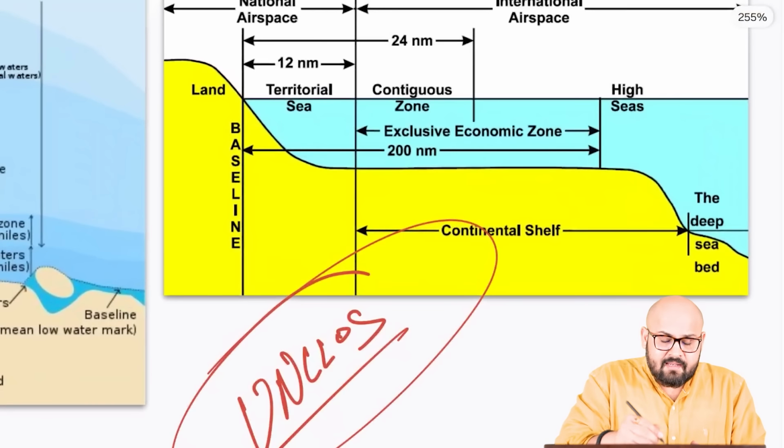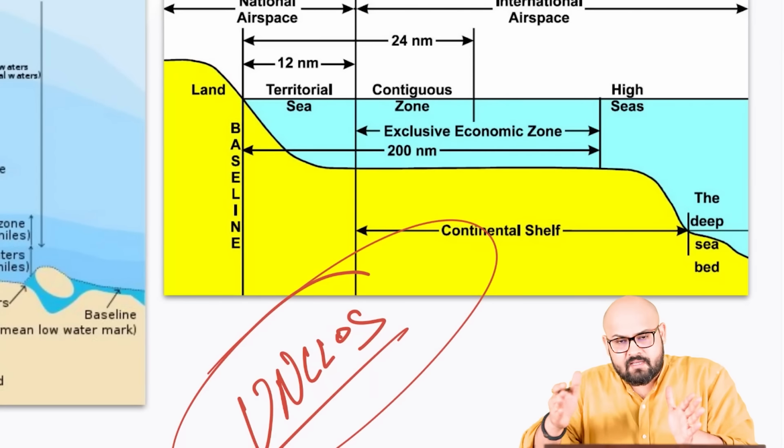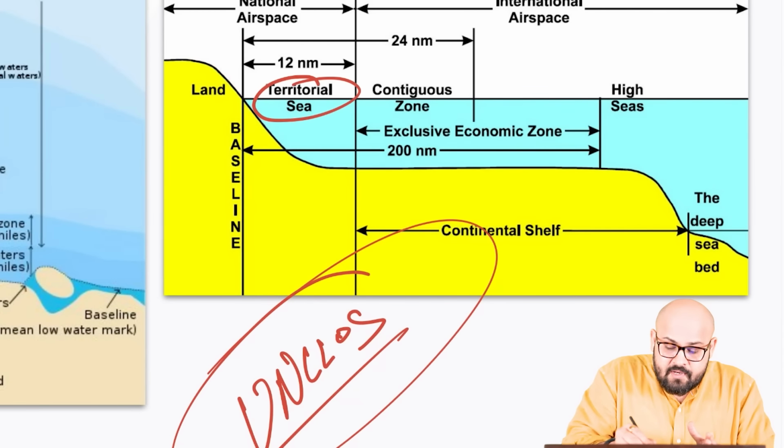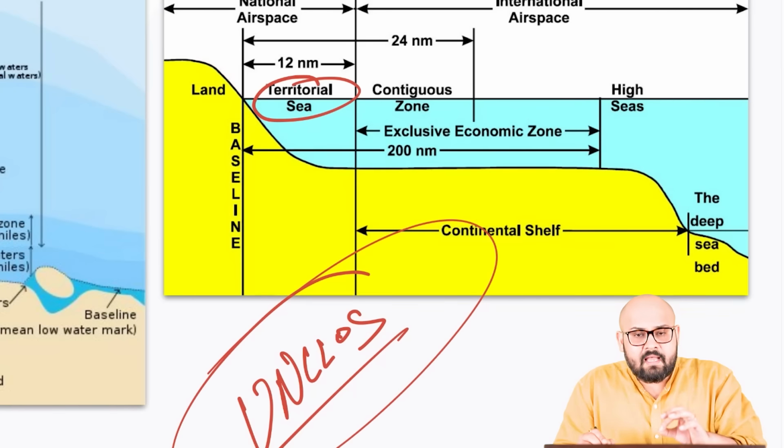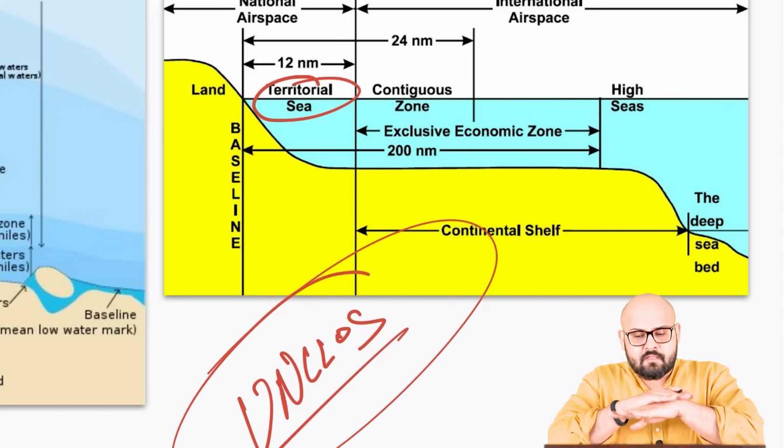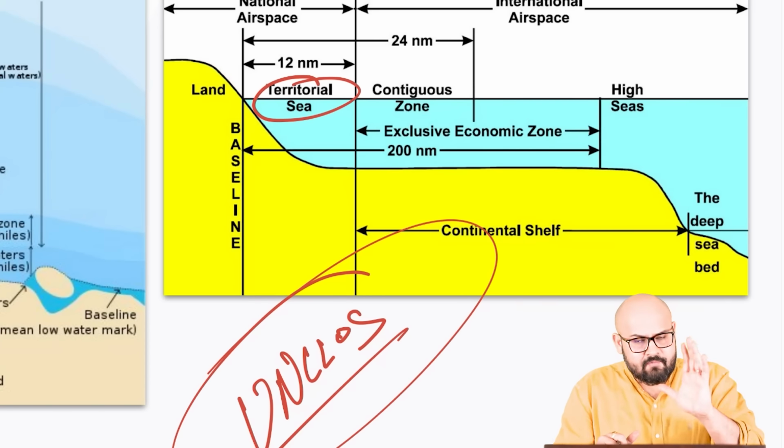So from the very baseline, the very boundary, we have 12 nautical miles, and this is the region which is known as the territorial sea. Over here, the country has a sovereign right over the bottom of the ocean, the surface, and the airspace. That is what you'll have to understand.